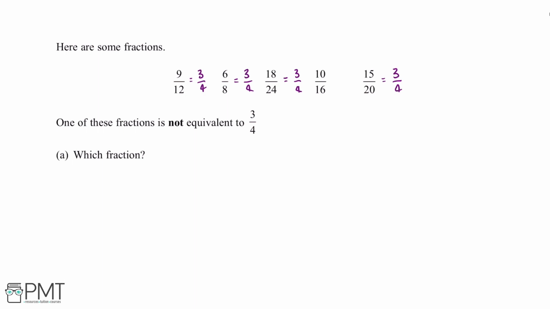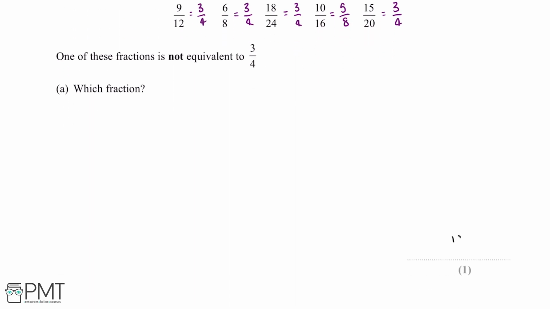However, the only way we can simplify 10/16 is by dividing both the numerator and the denominator by 2. And this gives us an answer of 5/8. So therefore, the only fraction which is not equivalent to 3/4 is the fraction 10/16. And this is our final answer. Now this question's worth 1 mark, and we'll get this for the correct answer.